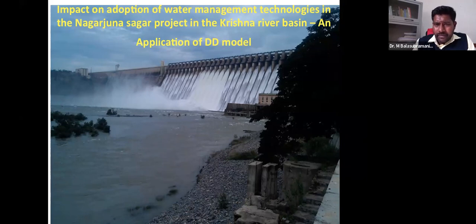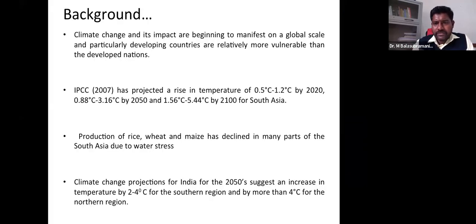Okay, what is the impact I'm going to assess? Applying this DD model. So this is the introduction about that program, and how this program gets formed. The CLIMA Adopt is the major funding program for this study.